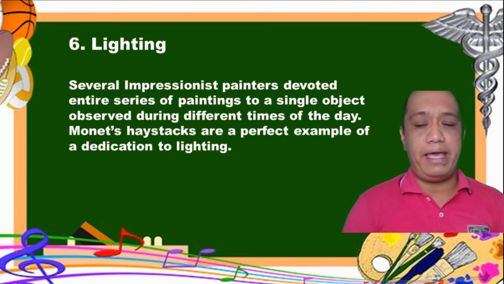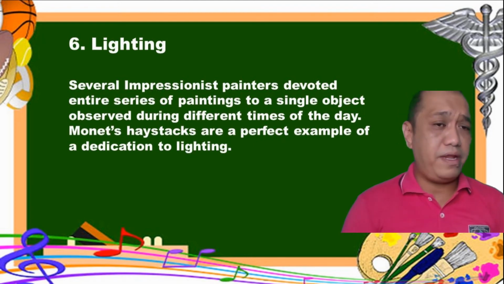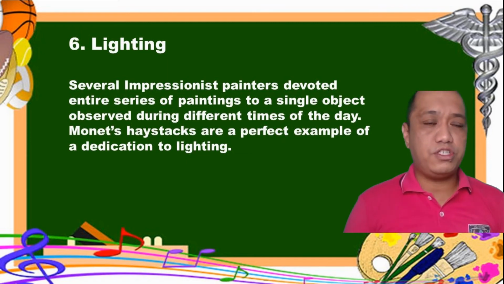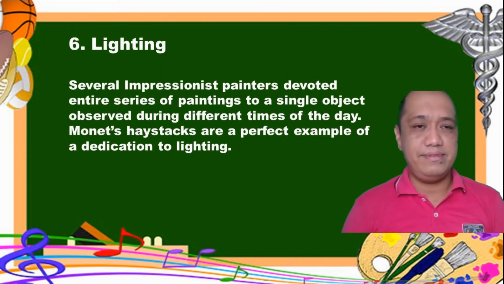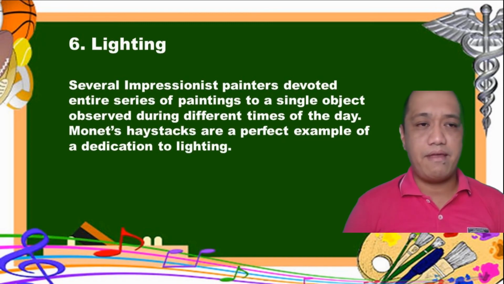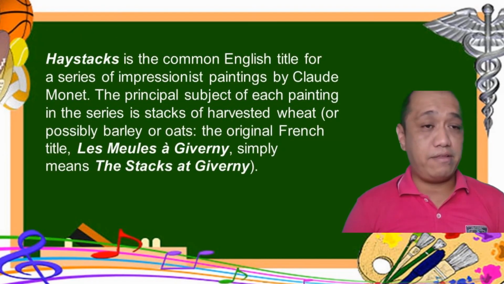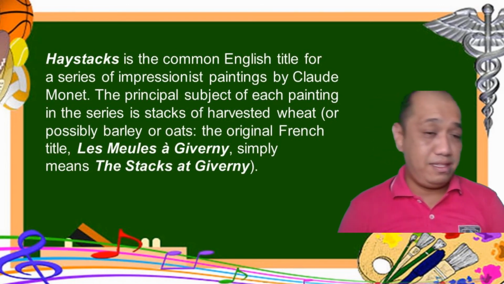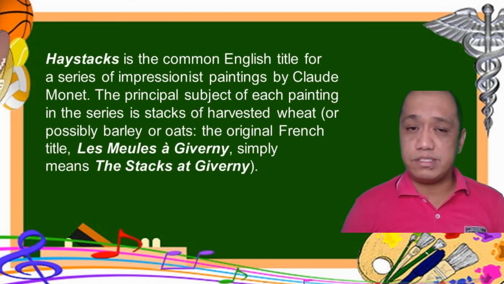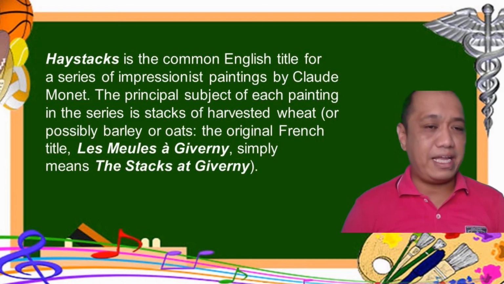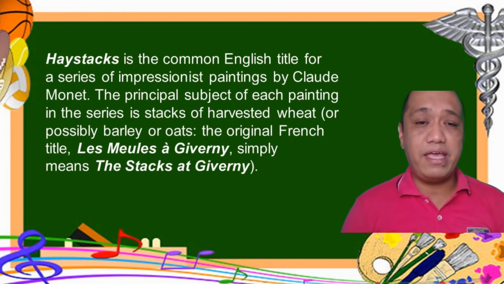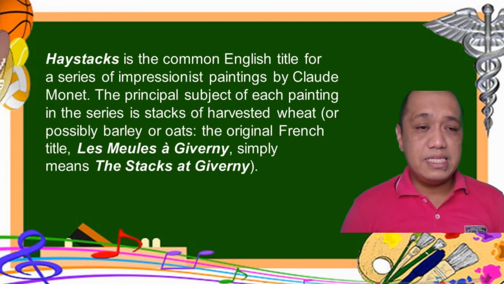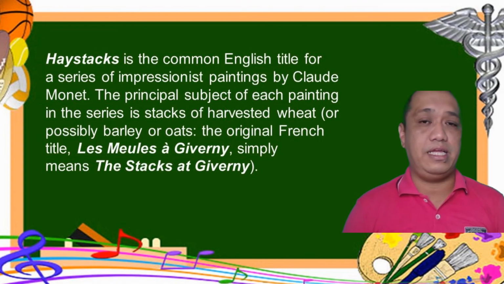So I do have here some examples that show different pictures of haystacks created by Claude Monet. Haystacks is the common English title for a series of Impressionist paintings by Claude Monet. The principal subject of each painting in the series is stacks of harvested wheat, possibly barley or oats. The original French title of this is Les Meules à Giverny, which simply means the stacks at Giverny.